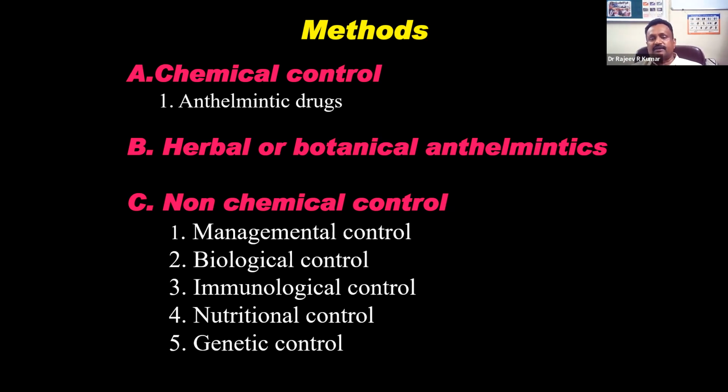But if there is a moderate or low degree of infection, where the parasites are not capable of producing a significant pathogenic effect, in that condition we can minimize it by providing herbal plants or plant products, which are abundant in nature. Third is non-chemical control: managemental, biological, immunological, nutritional, and genetic control. Among these, managemental and nutritional control are in the hands of the farmer. By adopting these two techniques, farmers can minimize the intensity of infection in natural conditions.